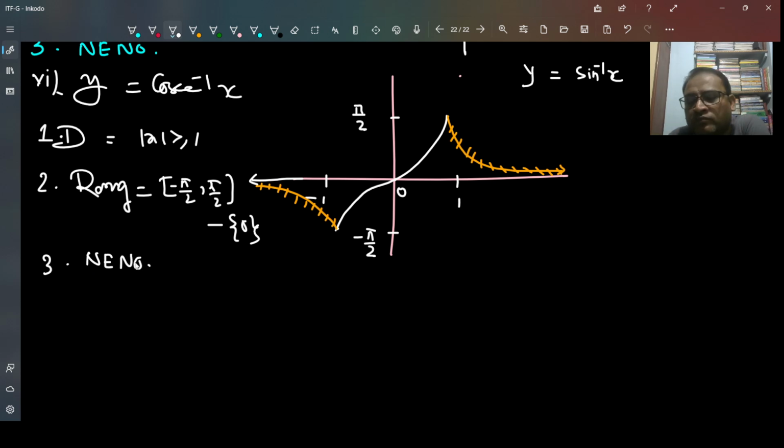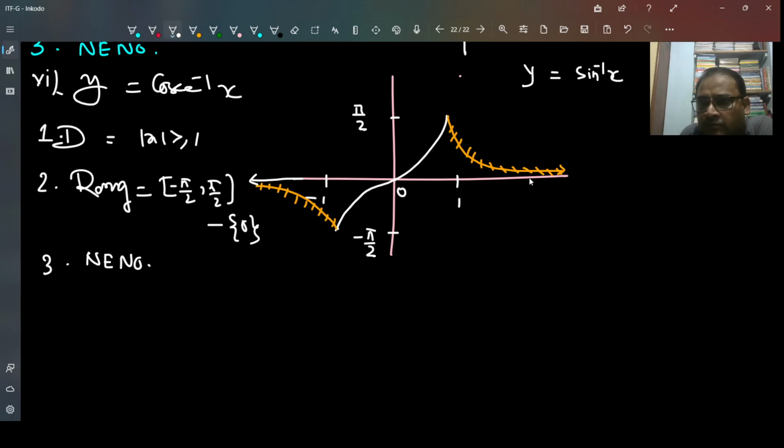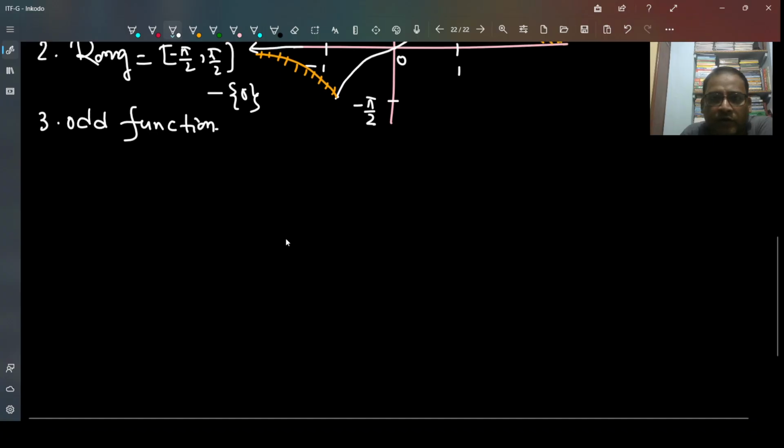Okay, wait. Whatever we take here, the same value we will get in the opposite quadrant. So it is the odd function. The value is the same in the first quadrant as well as in the third quadrant, but opposite in sign. Odd function.